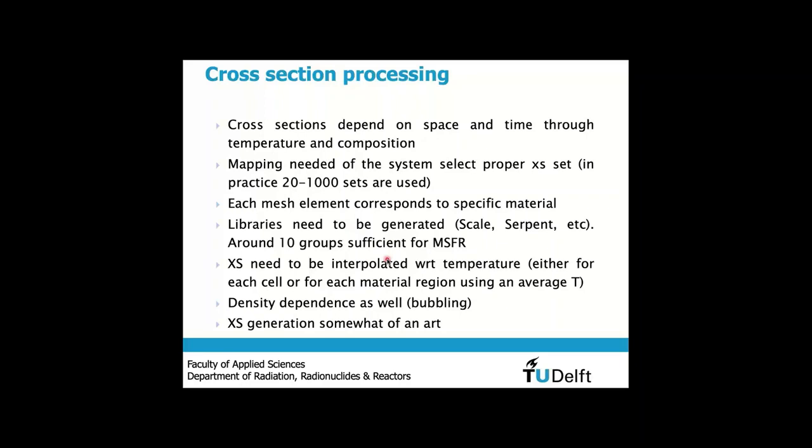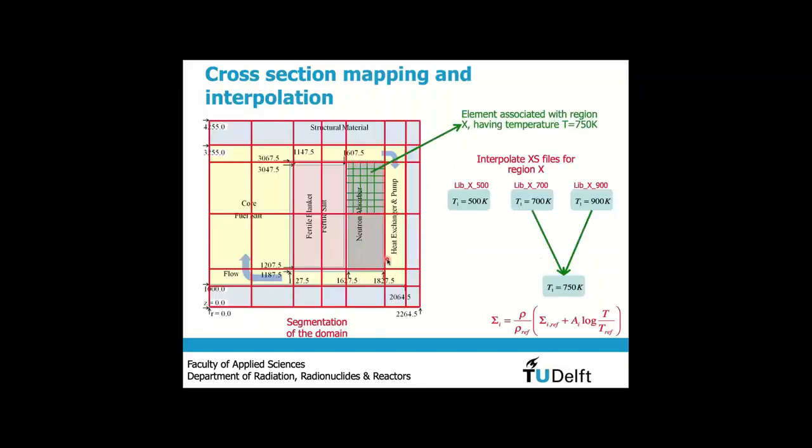You generate cross-sections for different sets of temperatures, because you will not process them for all temperatures that are possible. And you will make certain intervals of temperature regions, and then interpolate your data files to what you actually need.